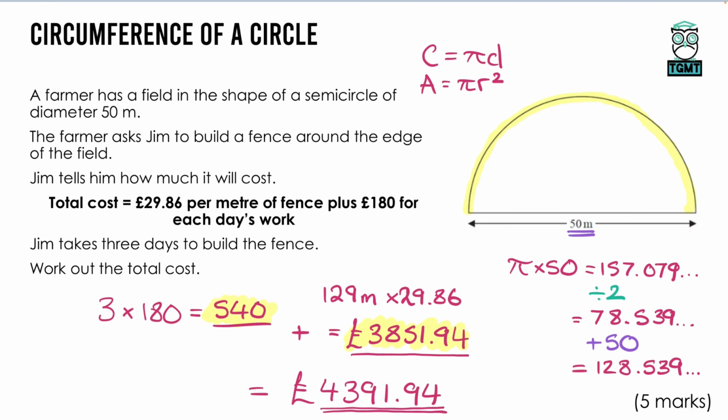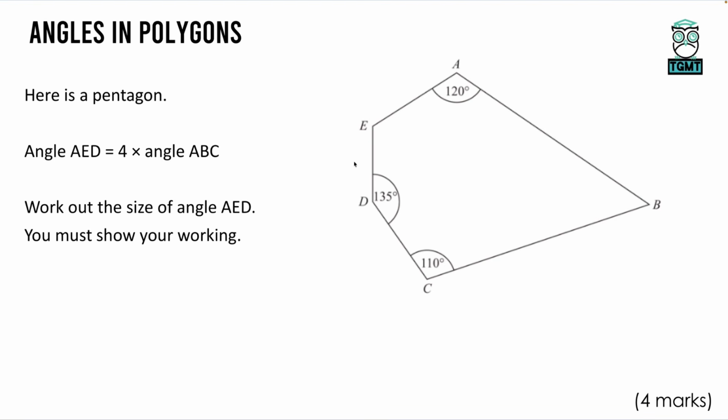Okay, so looking at angles in polygons. Now this is an irregular polygon, meaning that all of the angles are clearly not the same size. But it does tell us that angle AED is 4 times the size of angle ABC. So this angle over here and this angle over here, where the E is, that angle is 4 times the size. Now you could approach this like a ratio, or you could write these in terms of algebra.